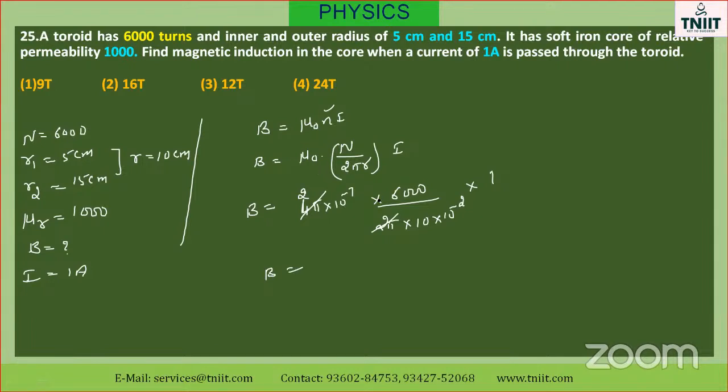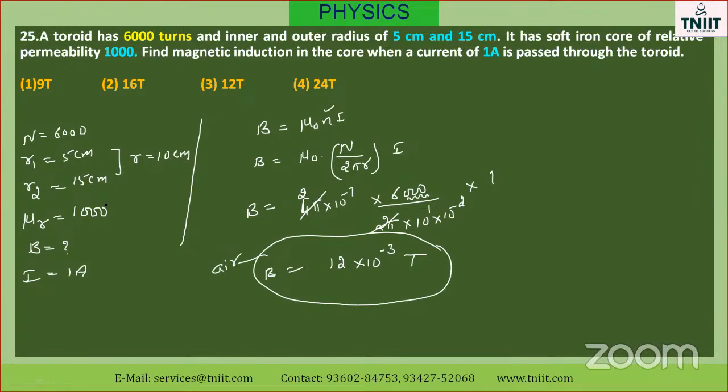So B equals 2 into 6 will be 12, into 10 power minus 7 plus 1 comes up from the radius in meters, and here 3 zeros, so 10 power 3 plus 4. Altogether, 10 power minus 3 Tesla. This is the magnetic field in air medium.